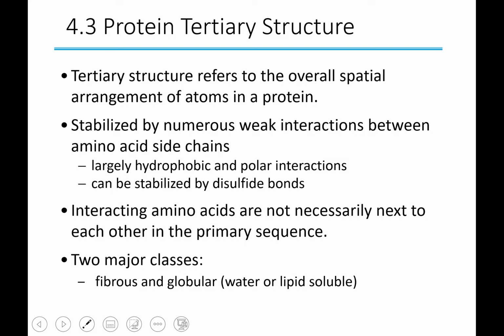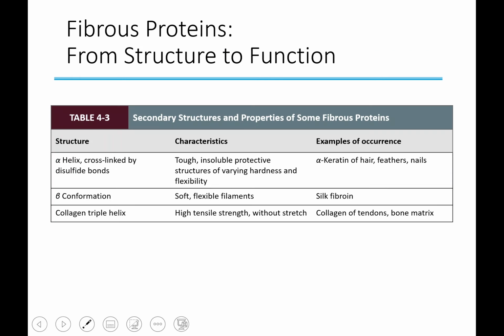There are 2 major classes for proteins based on tertiary structures. There are fibrous proteins and globular proteins. We tend to think of fibrous proteins as being more lipid soluble, and globular proteins as being more water soluble. So we'll first look at fibrous proteins. There are 3 types of fibrous proteins that we're going to talk about in the class, and those are listed here in table 4.3.